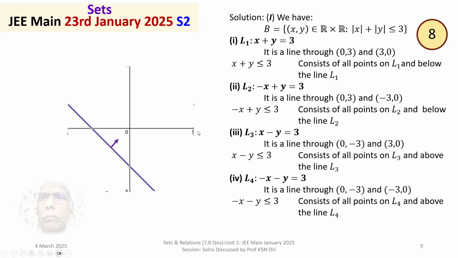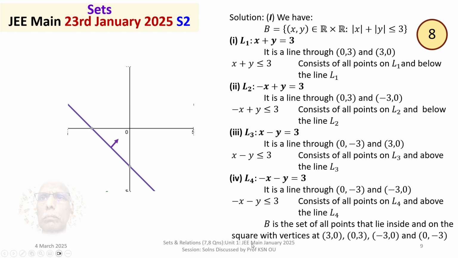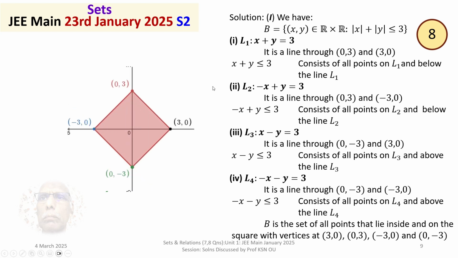Agreed. Now, this is the union of all these things, the union of all these and, not union, I am sorry. And means intersection. So therefore, what is B? B is the set of all points that lie inside and on the square with vertices (3, 0), (0, 3), (minus 3, 0), and (0, minus 3). How do you get this? This is by taking the intersection of all those 4 regions.